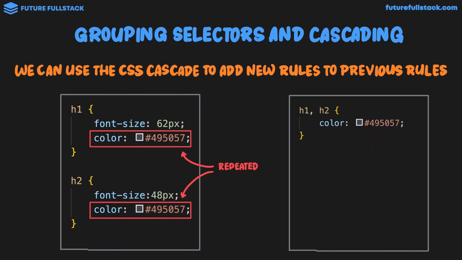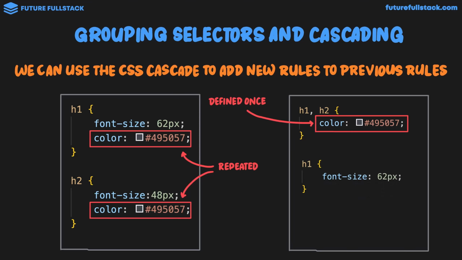So here we have H1, H2 with the shared color property. And as a result, the property is defined once. We then add in the unique styling. So first, the H1, which has a font size of 62 pixels. And because of the nature of the cascade, this grey color is added to the H1.